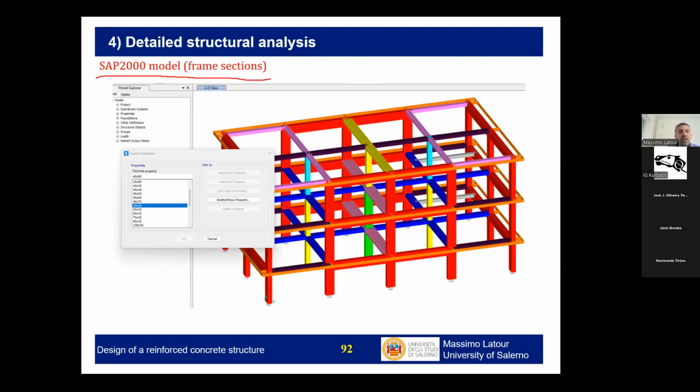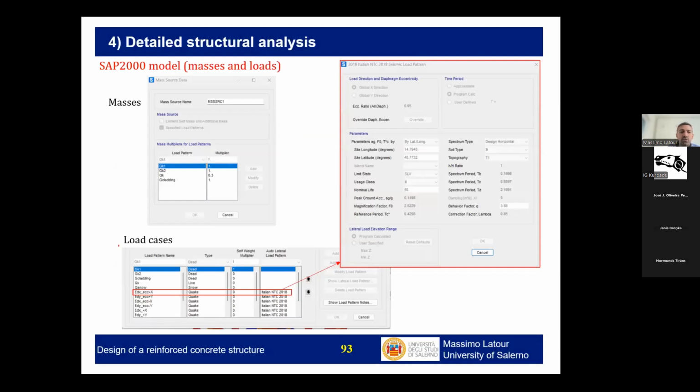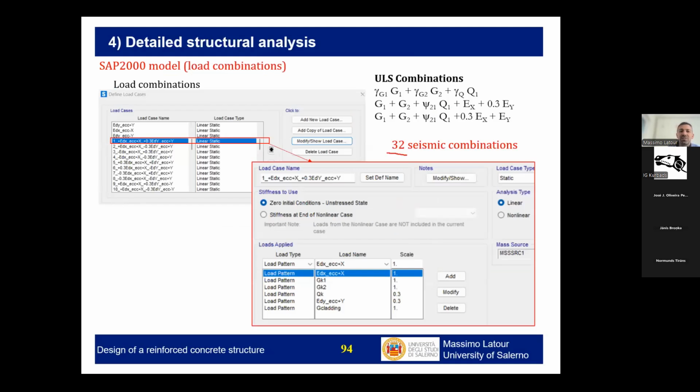I would like to say also that I will be glad to share with you the SAP2000 model of this framing, so that you can look into the analysis and see by yourself also the load combinations and what was done in this model. Of course we have to input all the cross sections, and afterwards we have to define the load combinations. For the load combinations, you will be very surprised to know that the seismic load combinations which have to be considered are just 32.